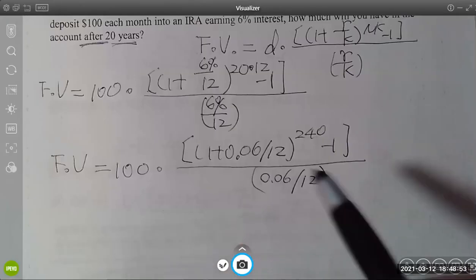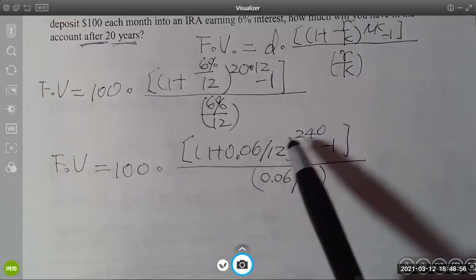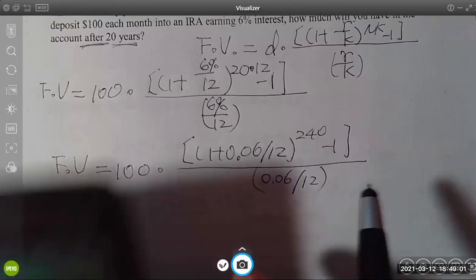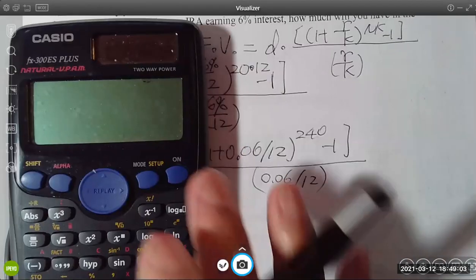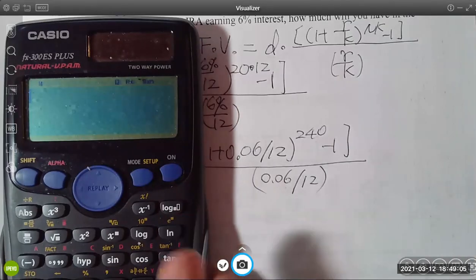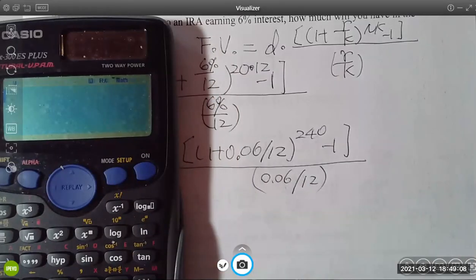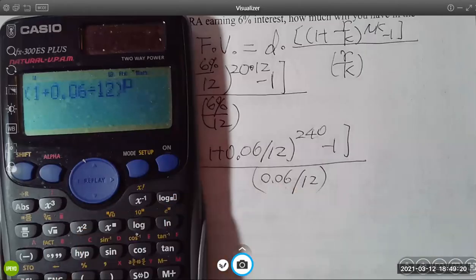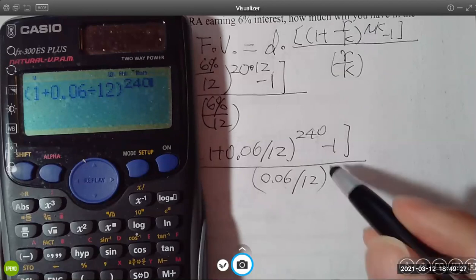Okay, I'm going to do this part first, and then after that, I do the division. Then after that, I multiply by 100. So let's do it. 1 plus parentheses 1 plus 0.06 over 12 to the power of 240. Now I'm going to push the equal sign to get this result before I minus 1.